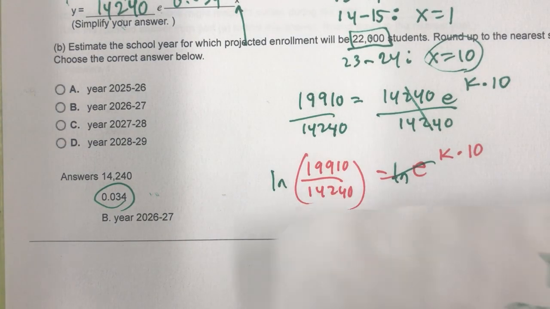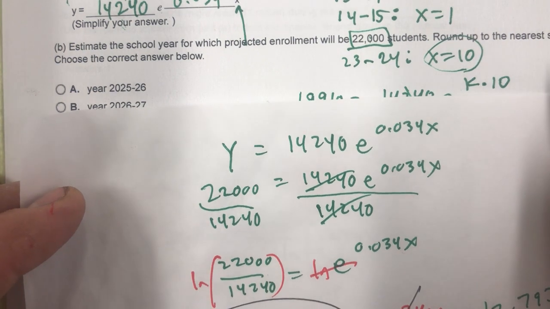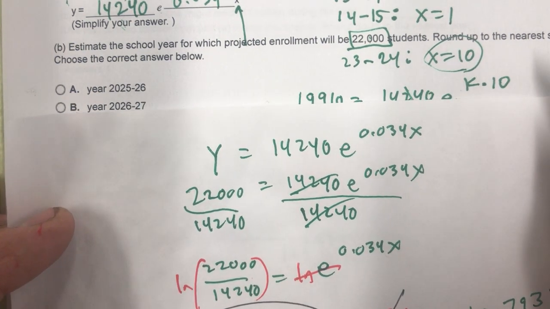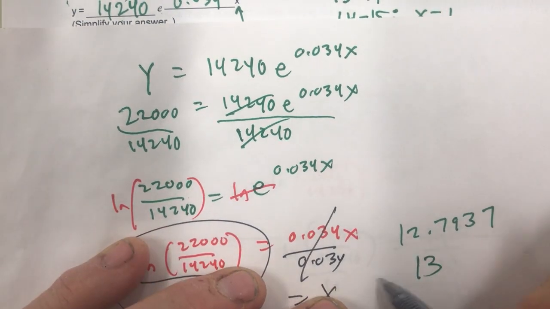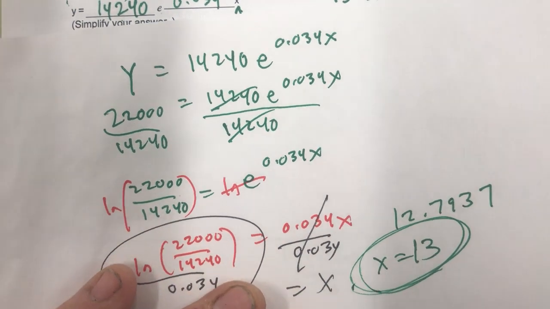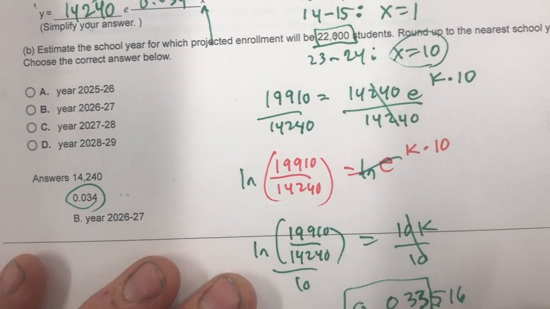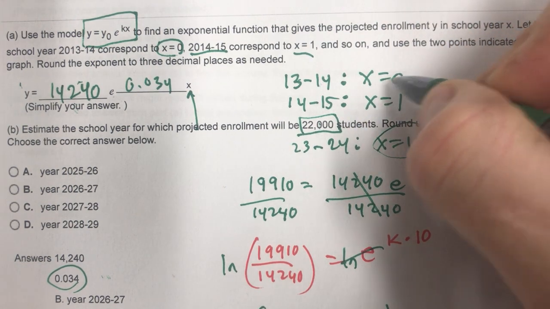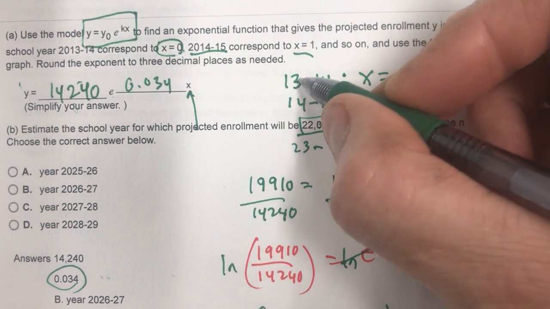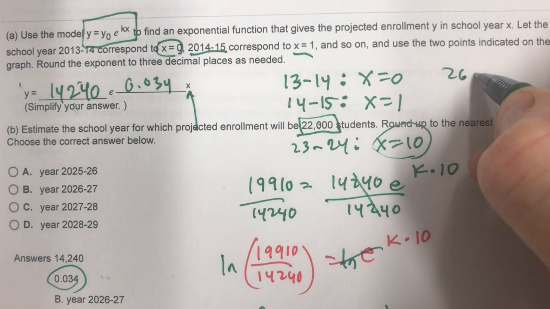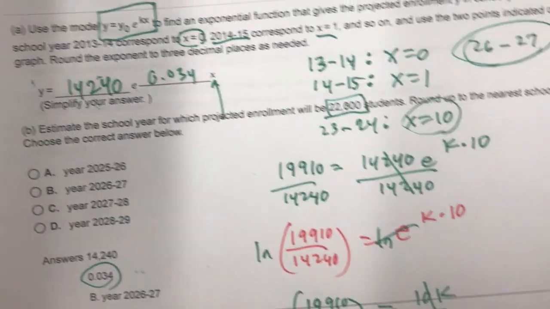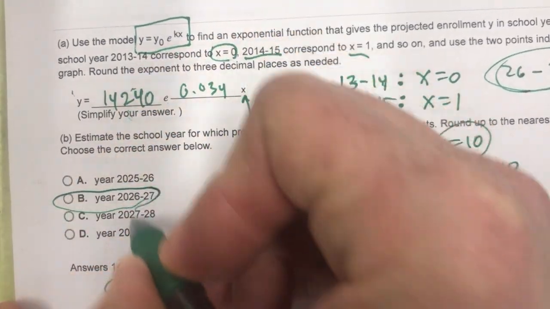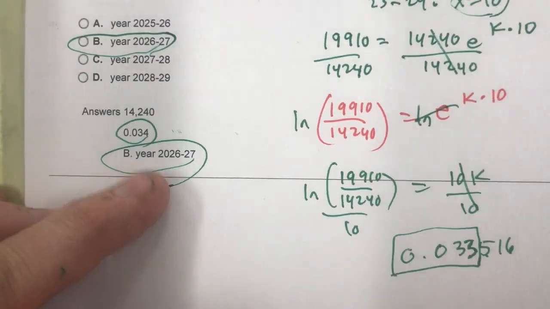Okay, and it says round up to the nearest school year. All right, so that's going to be 13. So x equals 13. Which means right here, if I add 13 to this, that's going to be 26. Add 13 to that, that'd be 27. There you go. That's the school year, 26-27. Which is right. You can see that down here? We're right.